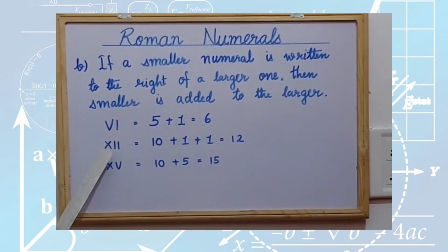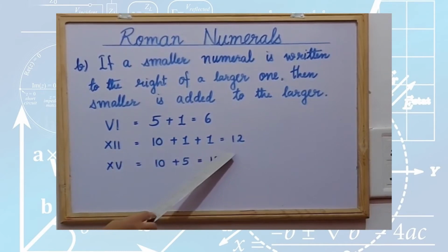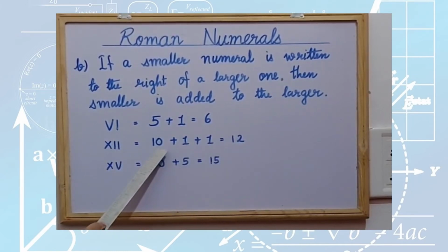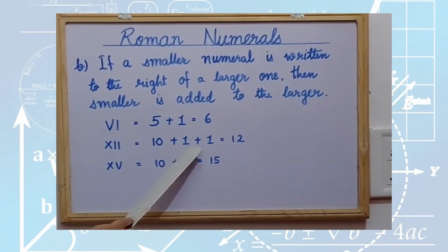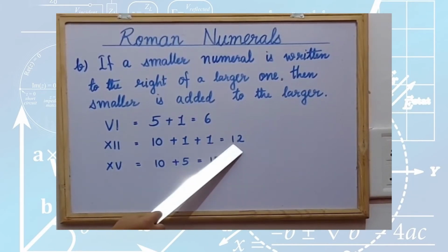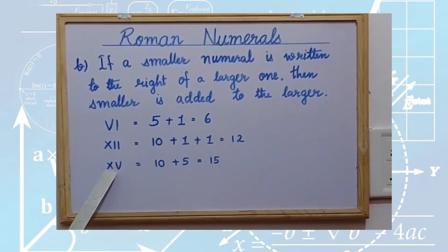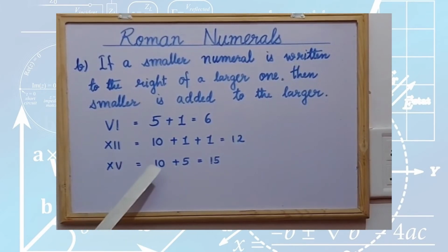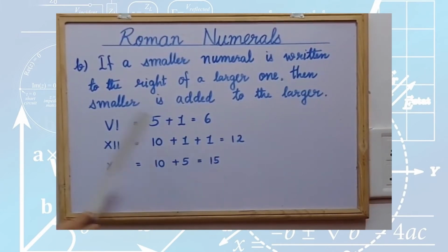Here children, again we have written X, the larger number, and then we have written I, I, which stands for 12. We are going to add 10 plus 1 plus 1, which will make it 12. Again children, I have written X and then V. That means we are going to add this. 10 plus 5, which will make it 15.